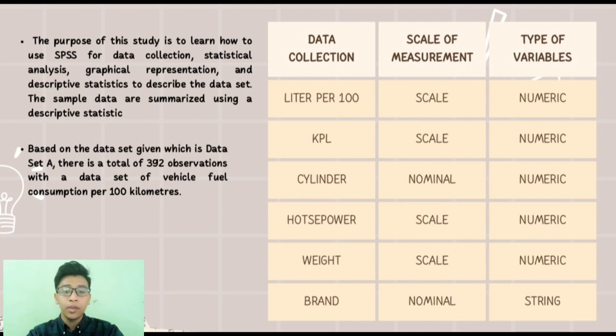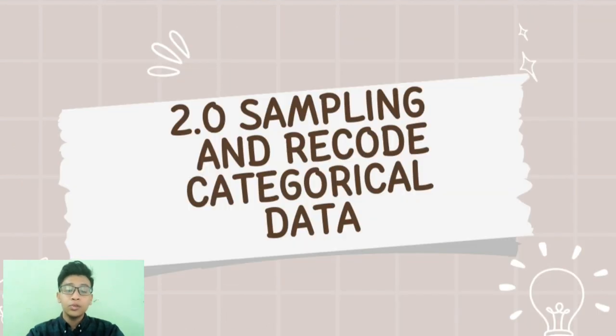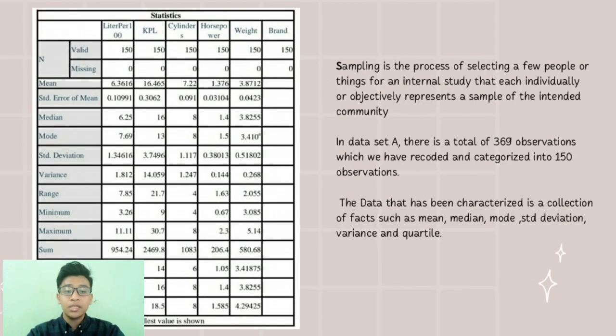Now we move on to 2.0, sampling and recording categorical data. Sampling is the process of selecting a few people or things for a study that each individually or objectively represent a sample of the intended community. In dataset A, there is a total of 369 observations, in which we have recorded and categorized into 150 observations.